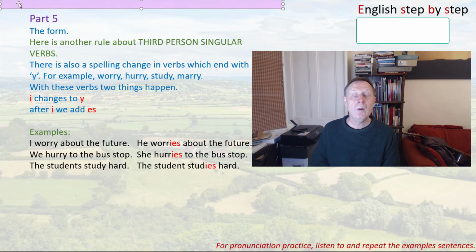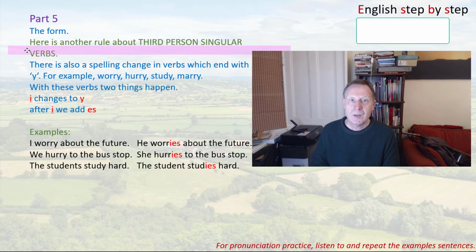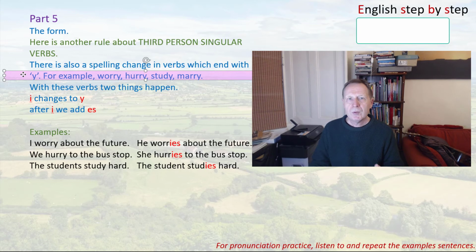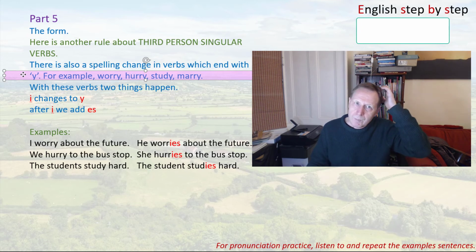Now there's one more spelling related rule that we have to think about, again with third person singular verbs. There is also a spelling change in verbs which end with y. Well, here's some very common examples: worry, hurry, study, marry. The first three are often used for repeated and habitual activities. In other words, with the present simple. Marry is normally not used with the present simple.